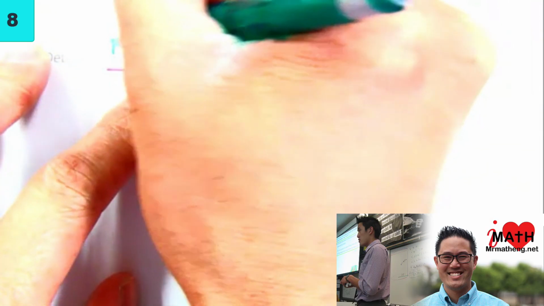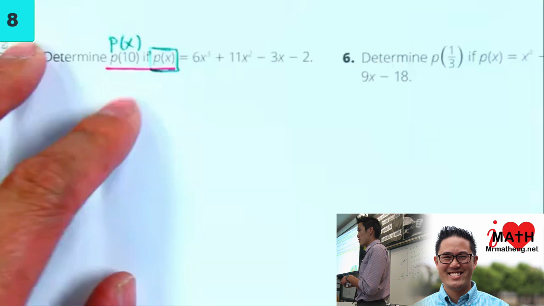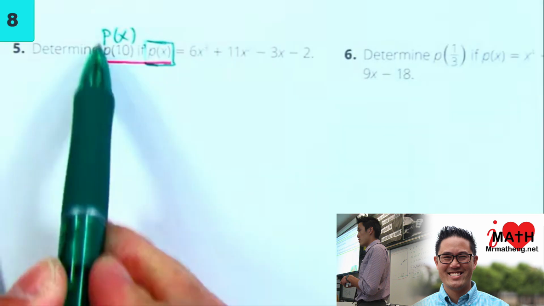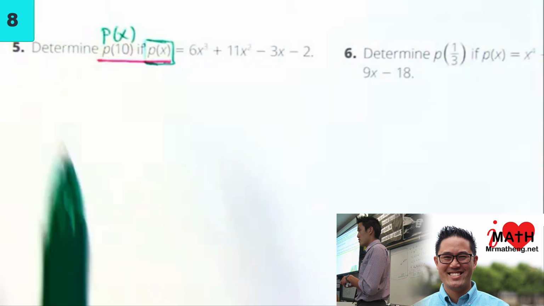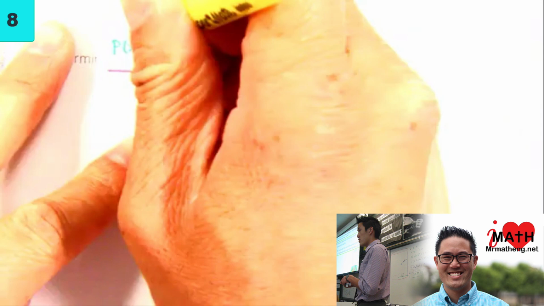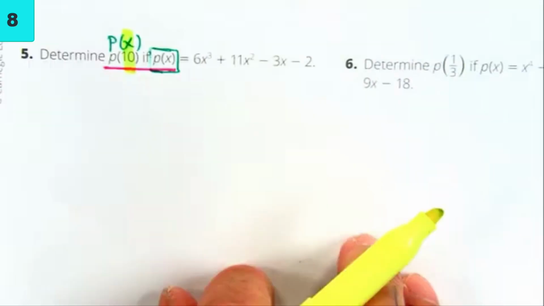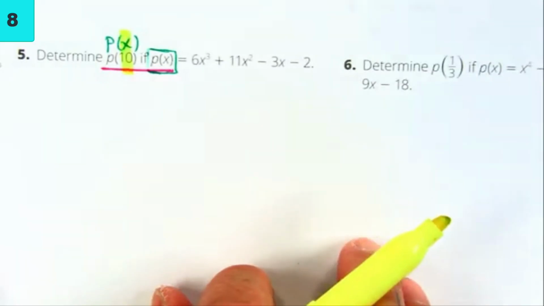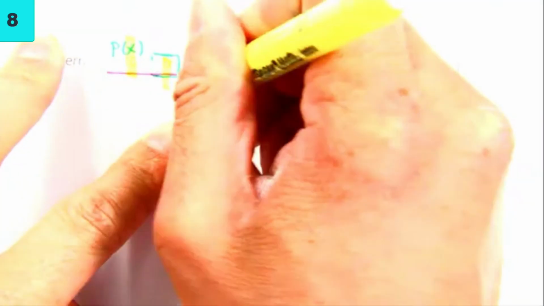So what I'm going to do is write this one right above it. P is the same, the parentheses are the same, what's inside the parentheses is different. x is equal to what number? 10. This tells you the key. This tells you what to substitute. That means for every x value, we're going to put in what number? 10. Let's do that together.